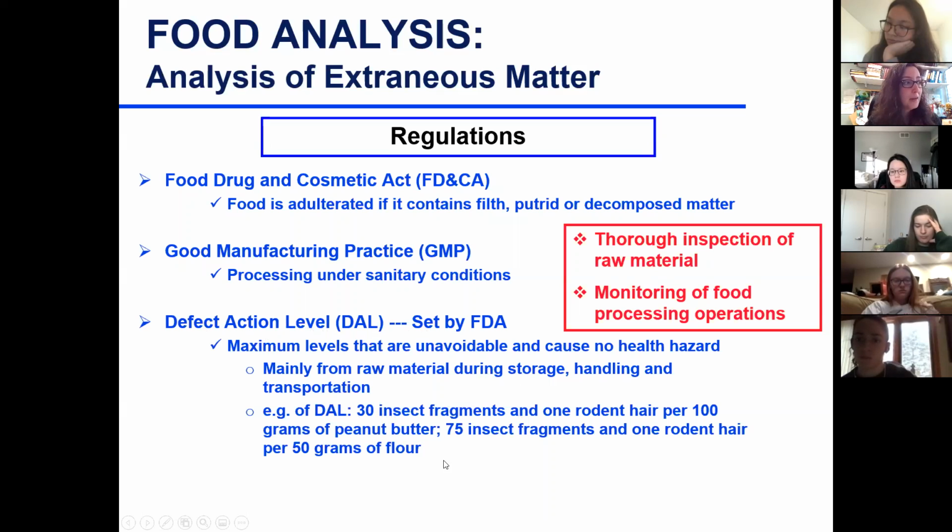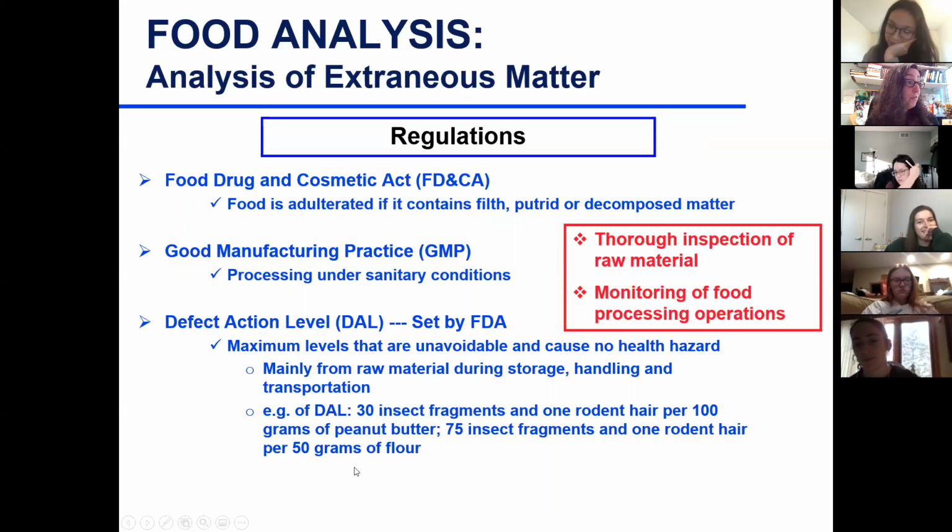You might be surprised to know that it's okay to have 30 insect fragments and 1 rodent hair per 100 grams of peanut butter. So think about it, eating peanut butter enriched with insects. So it adds to the protein.